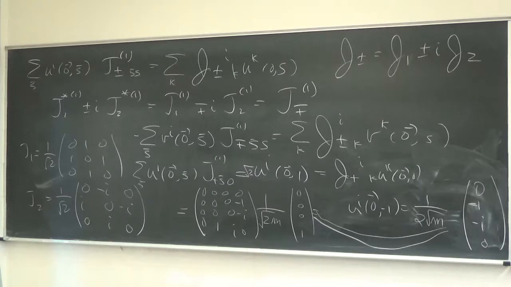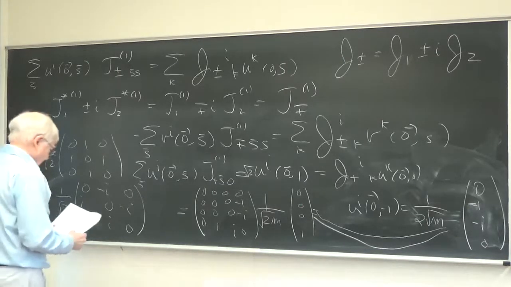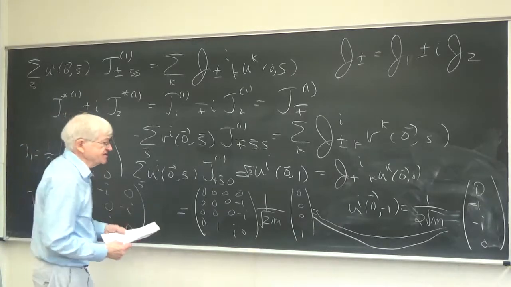Good catches. All right, so that's what we wind up with for the U spinors. And remember, U0 is 0.